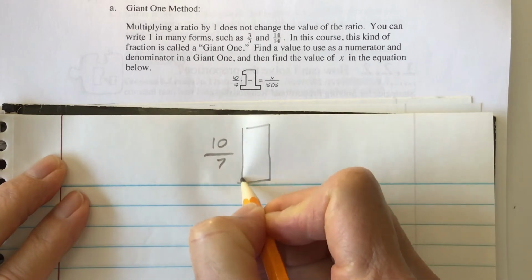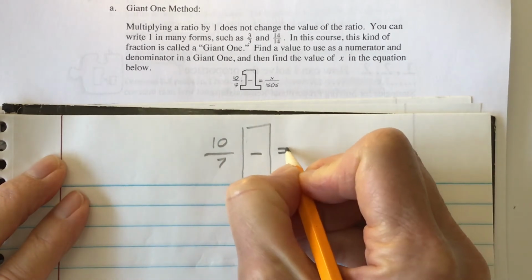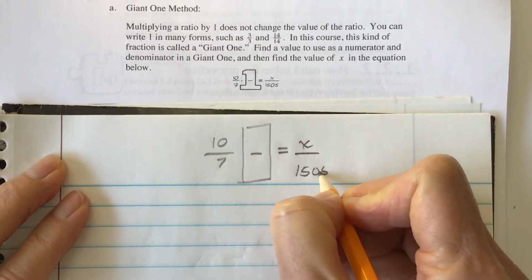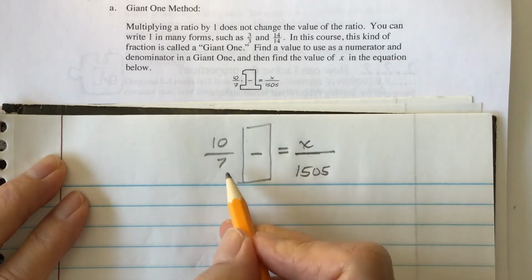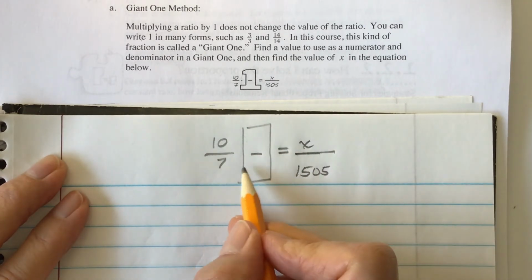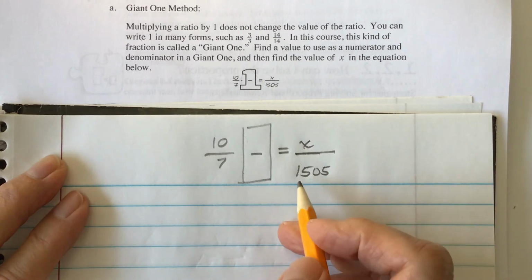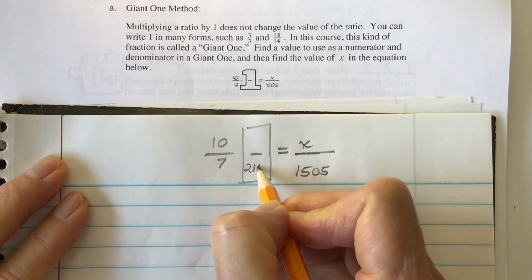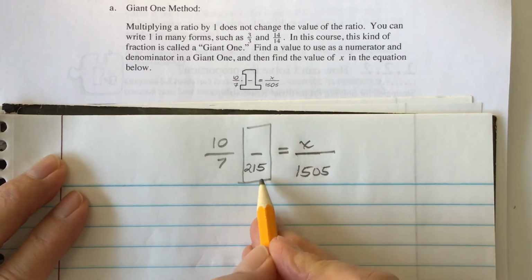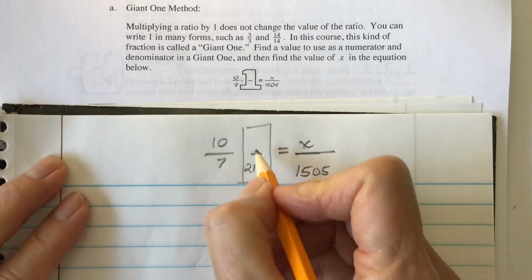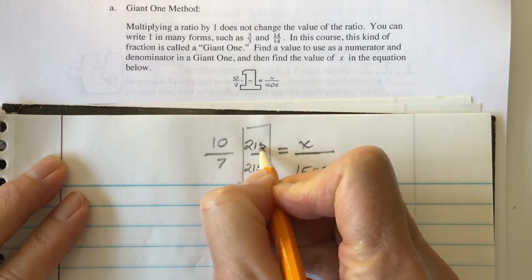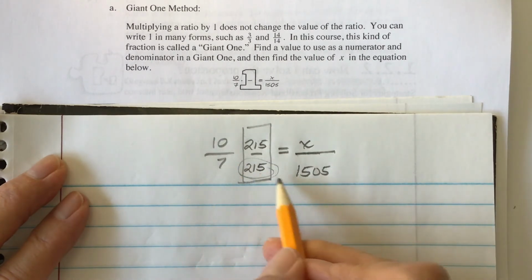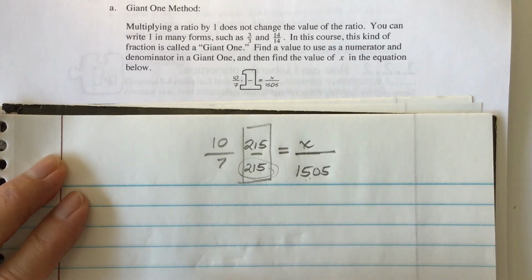Okay, here's our giant 1, and then we've got our other ratio right over here. So we know something times 7 is equal to this. And of course, we figured that out before. We figured out that it was 215. So in order to complete our giant 1, all we have to do is put the 215 up here. We figured out what this number was by taking 7 and dividing it into 1,505.